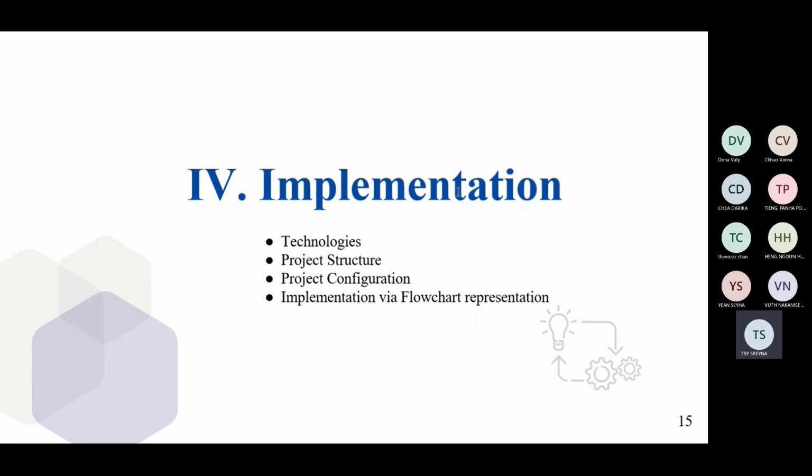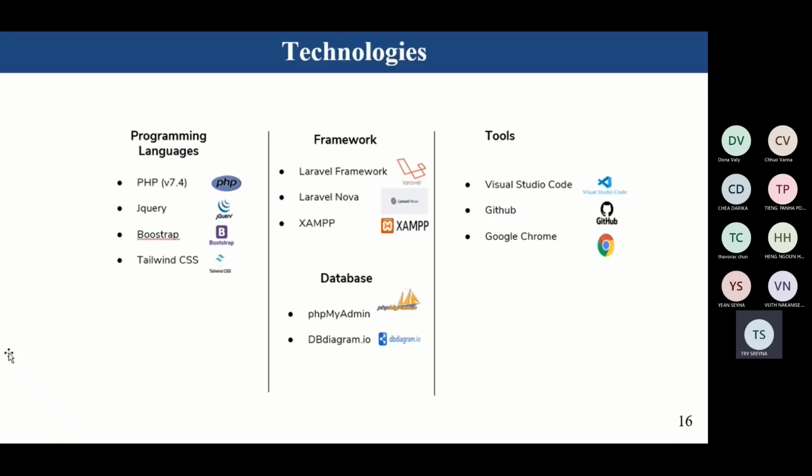Now let me continue to implementation. For technology, for our programming language I use PHP version 7.4, because it can interact with many different databases. jQuery takes a bunch of common tasks. Bootstrap chooses our color, size, and font, and makes the website easy and fast. Tailwind CSS can design the layout directly in an HTML file.